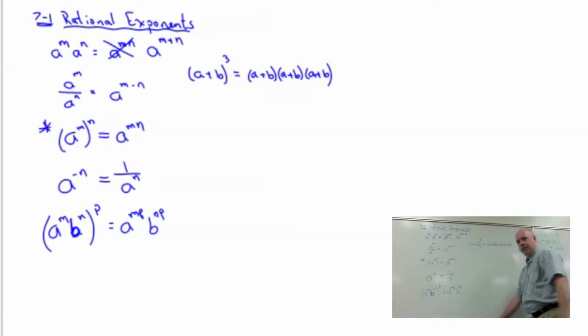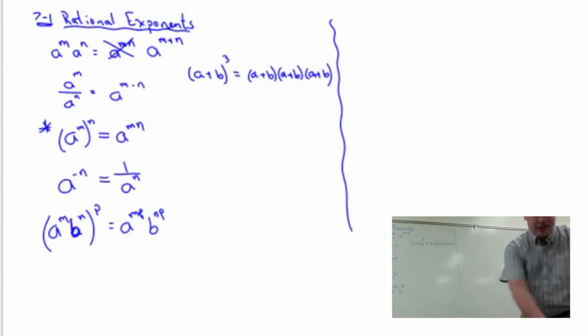And what takes over after that? FOIL, FOIL, FOIL, distributive, distributive, distributive. And it becomes a horrible mess. It's a cubed plus 3a squared b plus 3ab squared plus b cubed. Sadly.